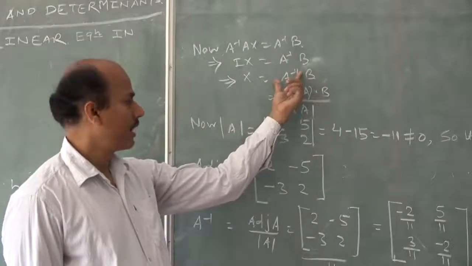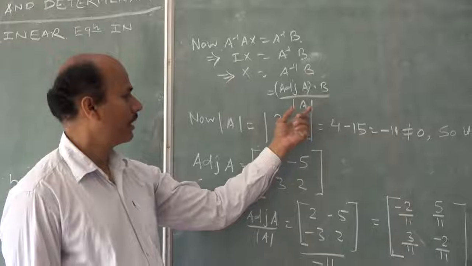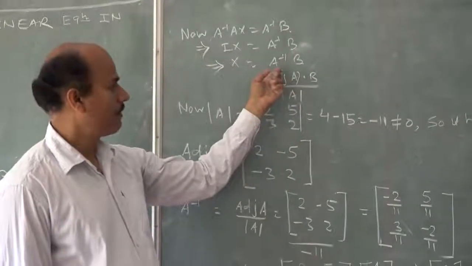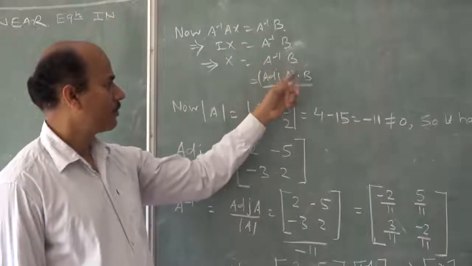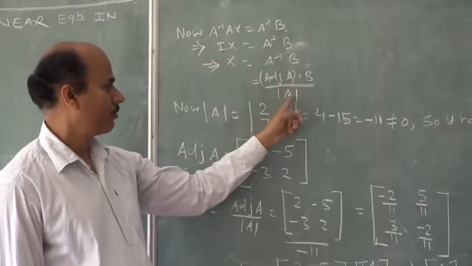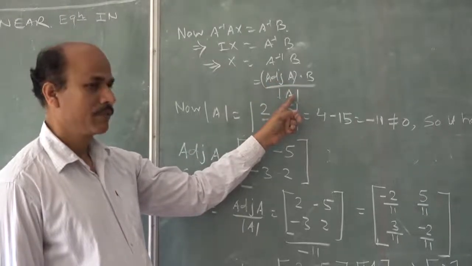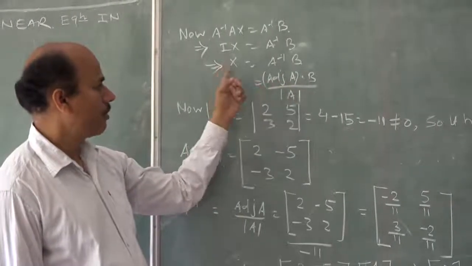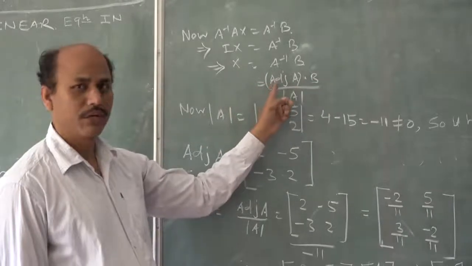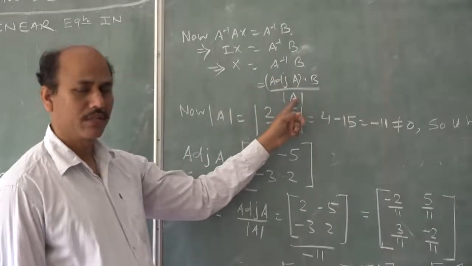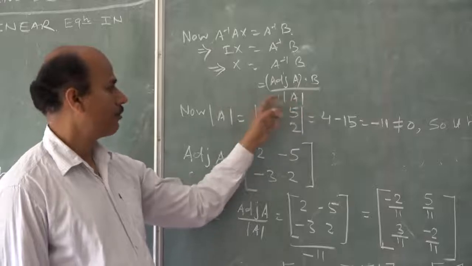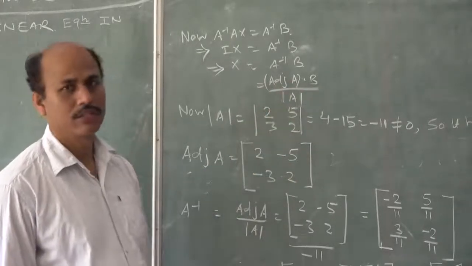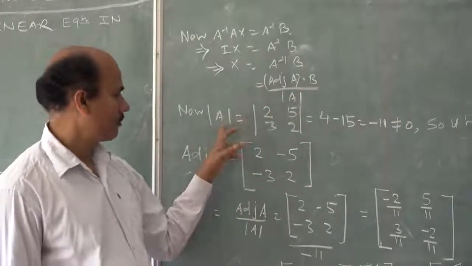Now you all know that A inverse can be written as adjoint of A upon determinant of A. So finally you can write A inverse into B, that is equal to adjoint of A into B by determinant of A. So it means the value of X depends on these three things: adjoint of A into B upon determinant of A. So what we will do now, one by one we will try to find out all these values. So now I started with the first one.